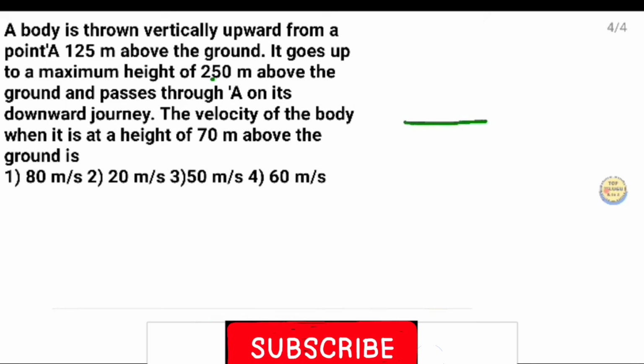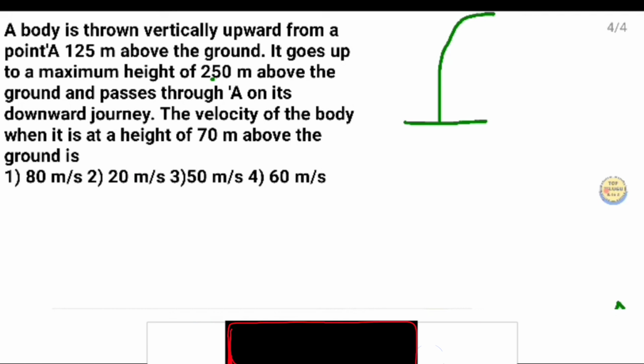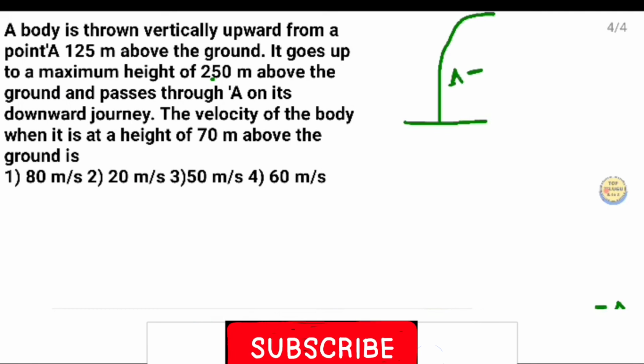This is the ground. Thrown upward. The point goes up to a maximum height. So this is the point A. This is a point A. Here the distance from the ground is 125 meter and it is projected upward.